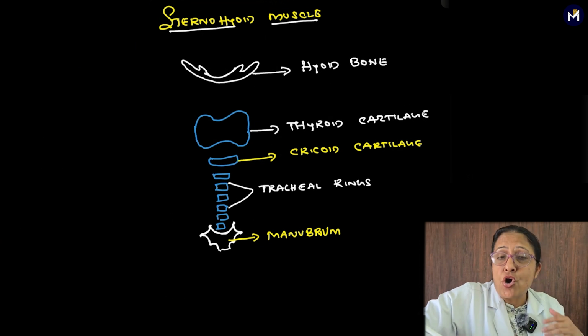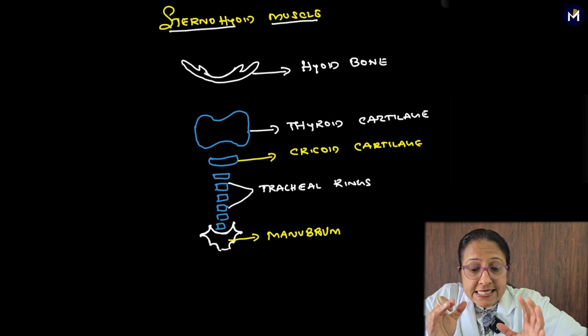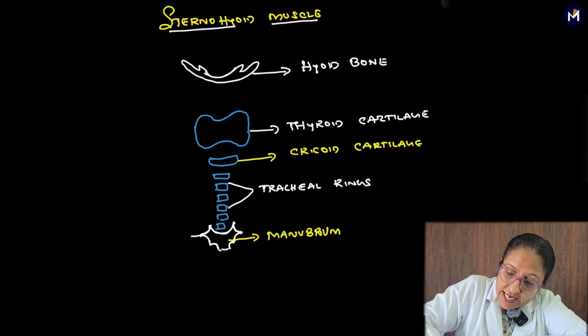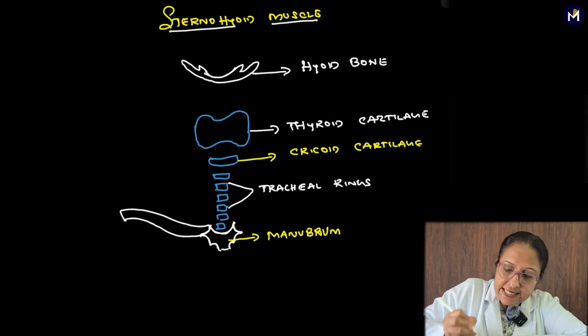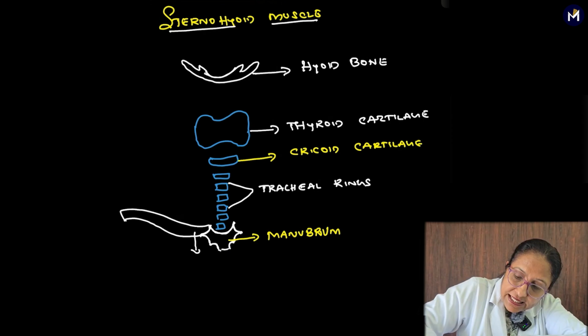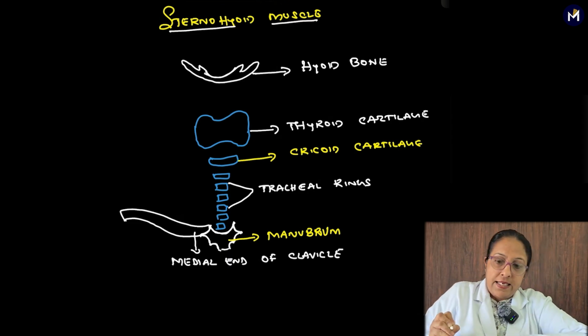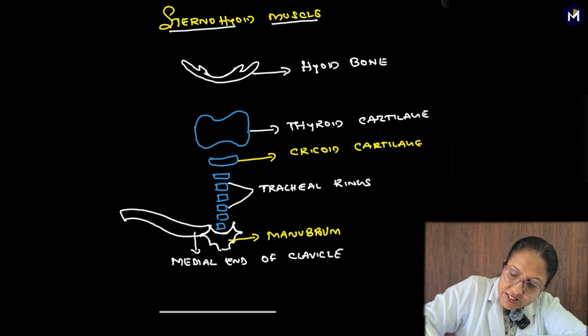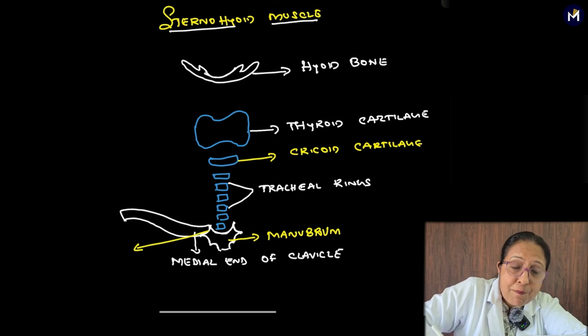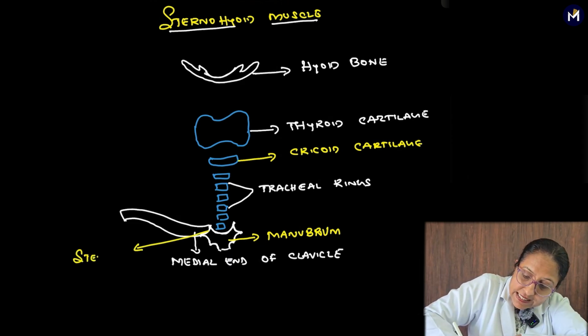And then we need to draw one more bone from which this sternohyoid will take origin, that is the clavicle. So this is the clavicle and we'll specifically label this as the medial end of clavicle. The joint which is present here between clavicle and manubrium is called the sternoclavicular joint.